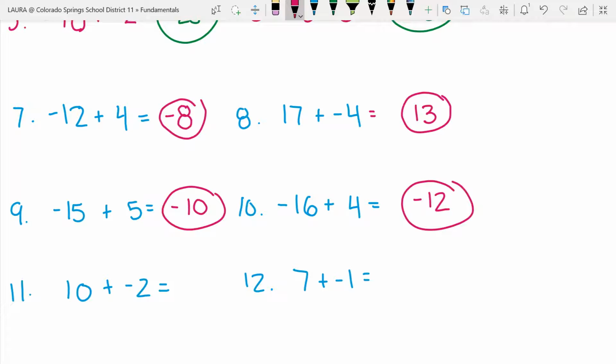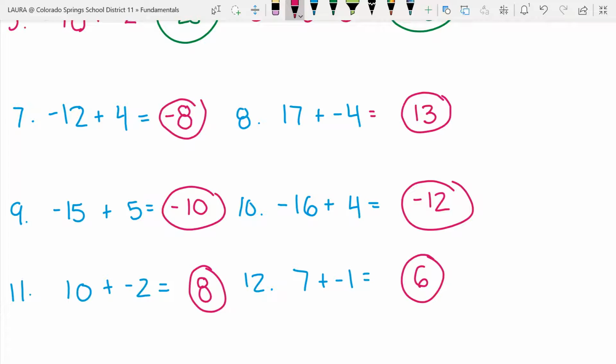11, we have 10 plus negative 2. So I'm adding, one's positive, one's negative, so you subtract. 10 minus 2 is 8. Which number is bigger? 10 is bigger, and 10 is positive, which means your answer stays positive. Number 12, 7 plus negative 1. So I'm adding, I have one positive, one negative, which means we subtract them. So 7 take away 1 is 6. Which number is bigger? 7 is bigger, and it's positive. So final answer in this one is a positive 6.